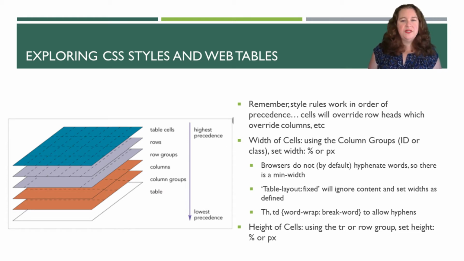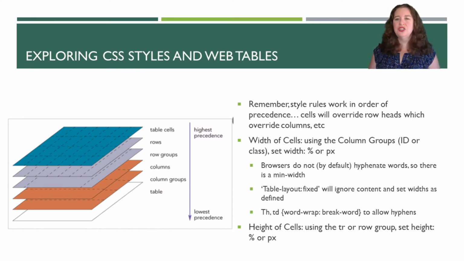Things like width of cells: you can set your column width for your individual cells by setting that column group, which will allow all the cells that fall into that column group to be that width. You can set the width as either a percentage of 100% or an individual pixel size. I recommend don't do both. If you're going to set one as percent, set them all as percent. Don't set one as pixel and one as percent, because then it gets kind of confused.